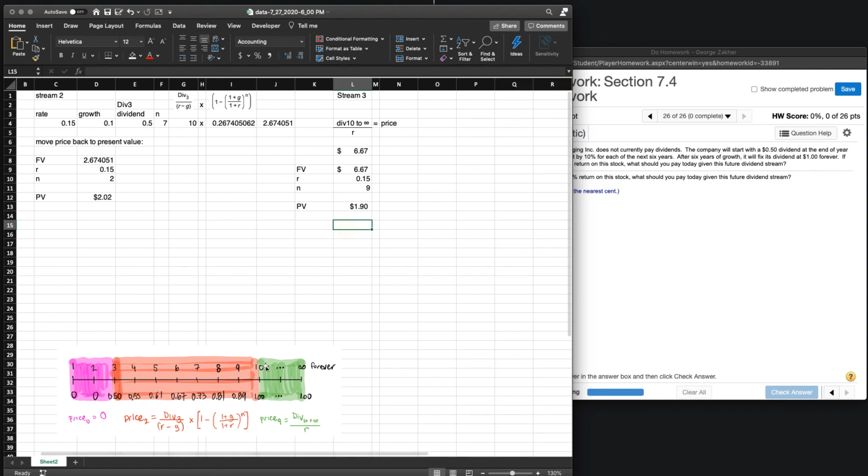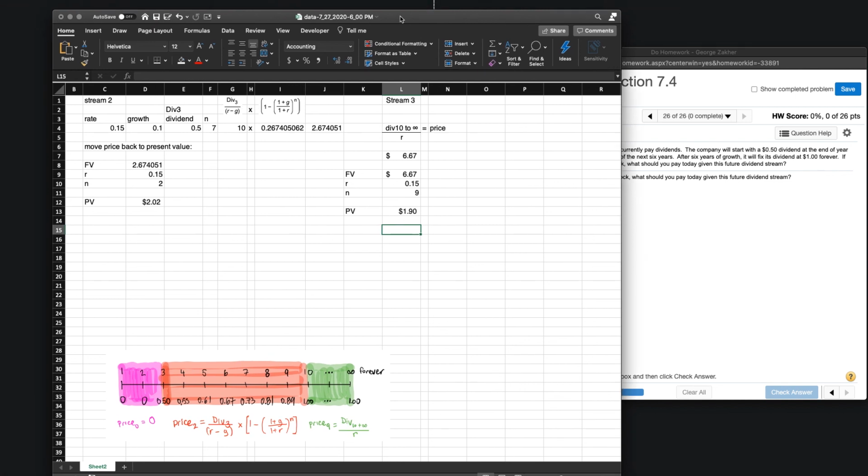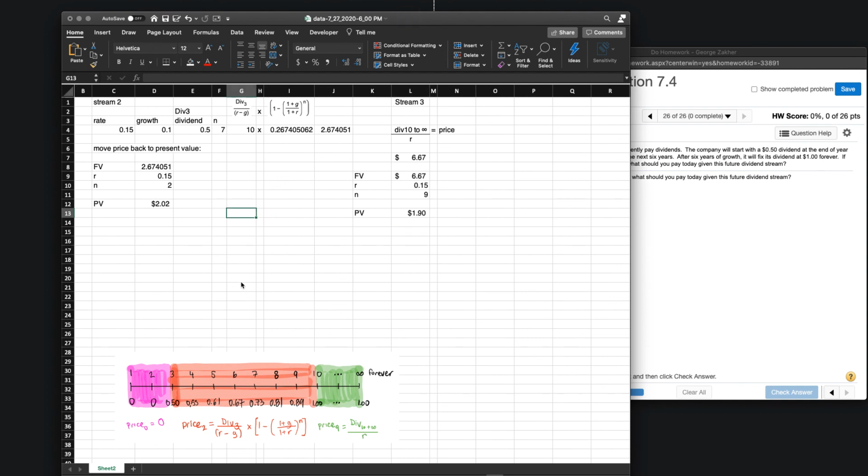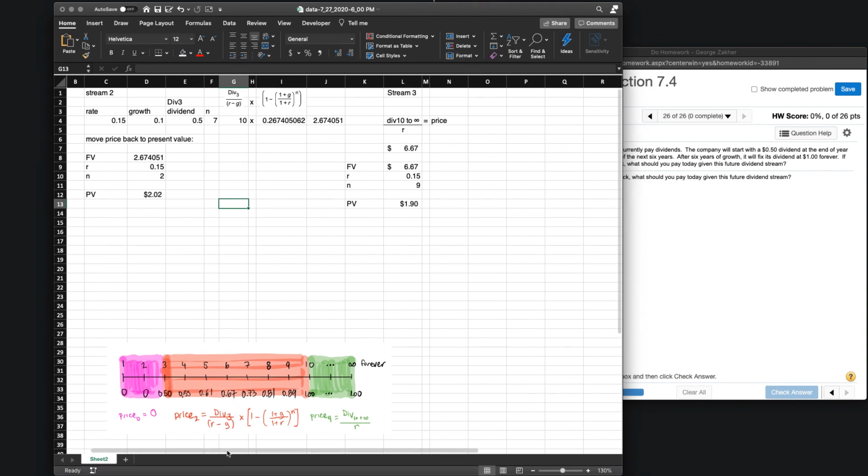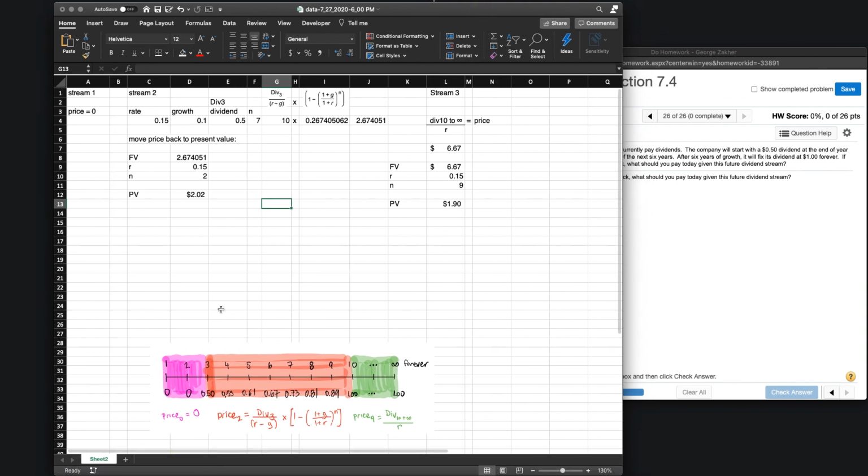Okay, so now basically all we need to do is add up the three streams, and that will give us the present value of the entire stock. So the sum of the three streams: we have the 0, plus the present value of stream 2, plus the present value of stream 3. So the sum of the streams, or the current price, is $3.92.